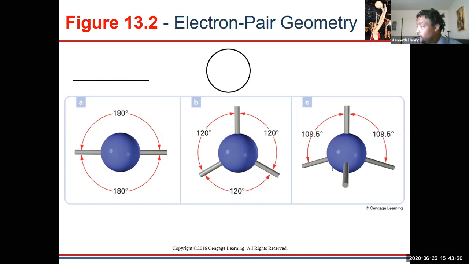A round ball, okay? We have an electron pair here, an electron pair here, an electron pair here, and another electron pair here. The angle between all of these is going to be 109.5. And again, remember, it's three-dimensional.